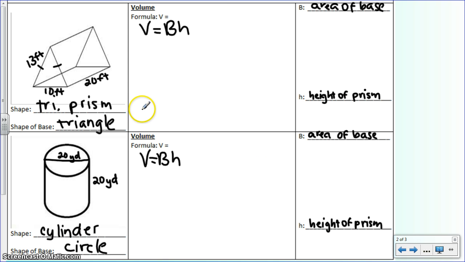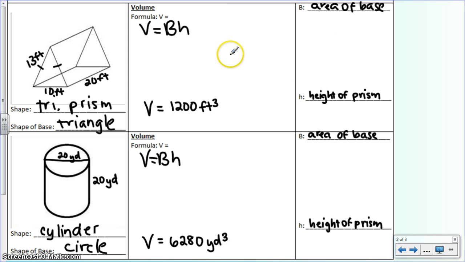All right, so you should have paused here. If you went ahead and did it, the volume of this triangular prism should be 1,200 feet cubed. All right, and the volume of this cylinder is 6,280 yards cubed. Make sure you get those measurements in there.